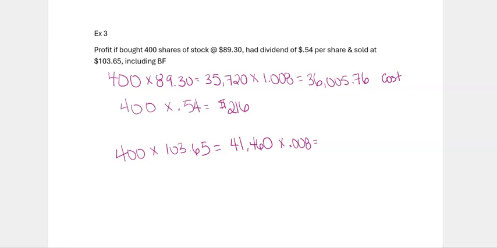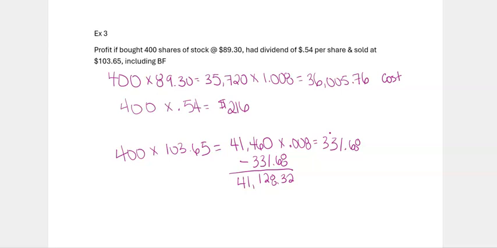So when I multiply $41,460 times 0.8%, I get $331.68. That's how much my brokerage fee cost. So I have to subtract that $331.68 from my profit, for my $41,460. So I really only got $41,128.32. So that's how much I got back.